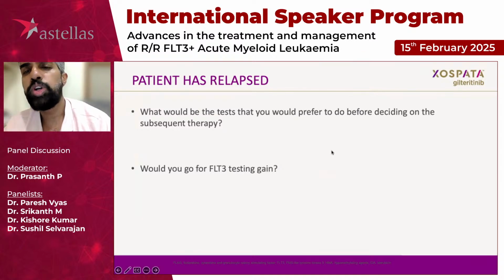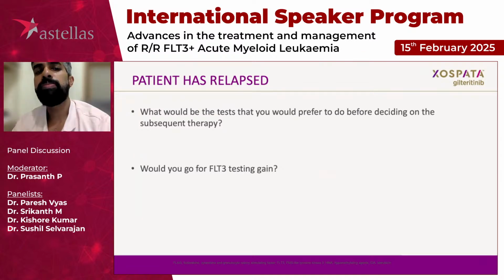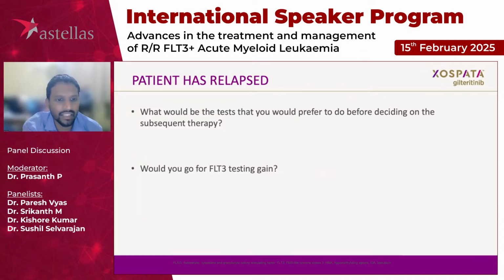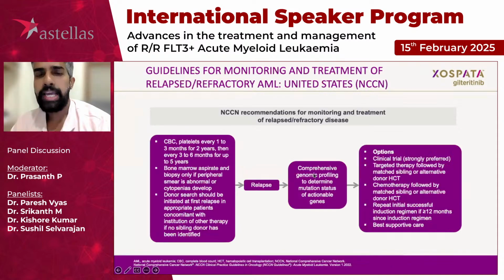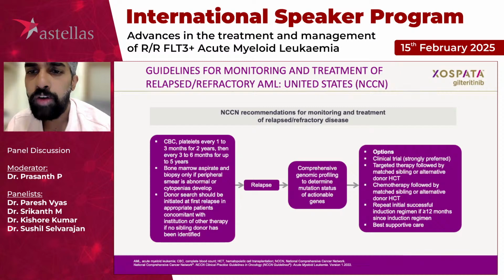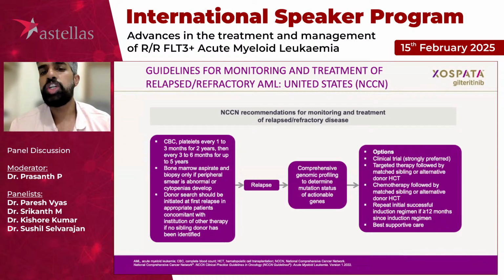What other test would you prefer to do before starting subsequent therapy? Would you do the FLT3 testing again? Yeah, I think that's fairly clear after our discussion. We would definitely do a complete genomic profiling on this relapsed AML. NCCN or whatever guidelines you are following tell you to do a repeat comprehensive genomic profiling because it's dynamic, as Professor Vyas has also said, and there are options of targeted therapies now, and you don't have to always rely on chemotherapy.